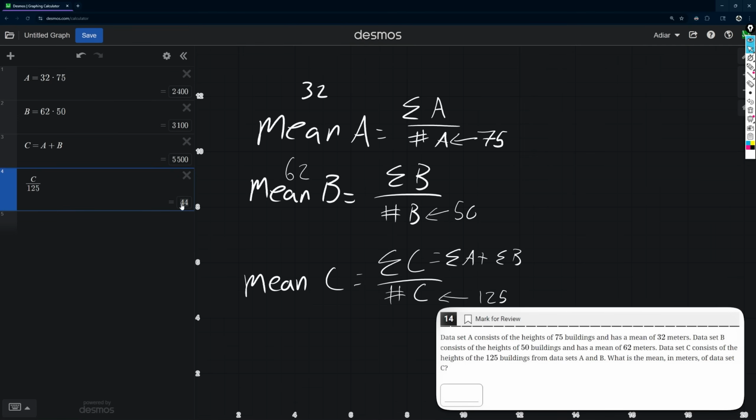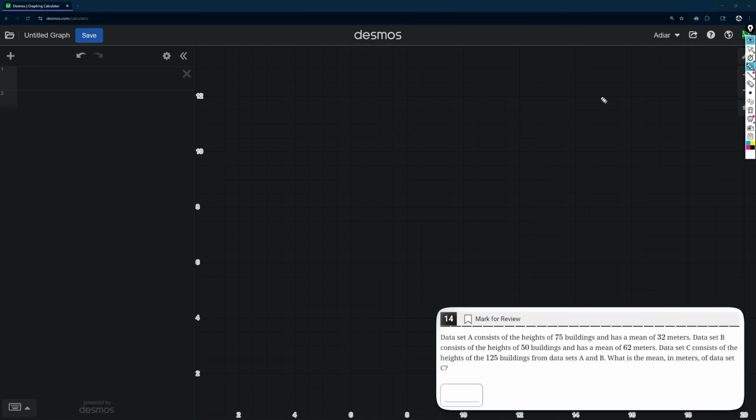So it's 44. This is an example of a weighted mean, where you have to weigh each thing according to how many items are inside of it. So if we want, we can look at it a different way. This might not help some of you, but it might help some of you. So I'm going to just show it anyways.